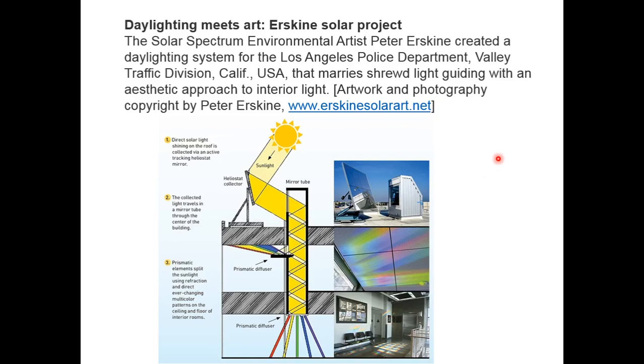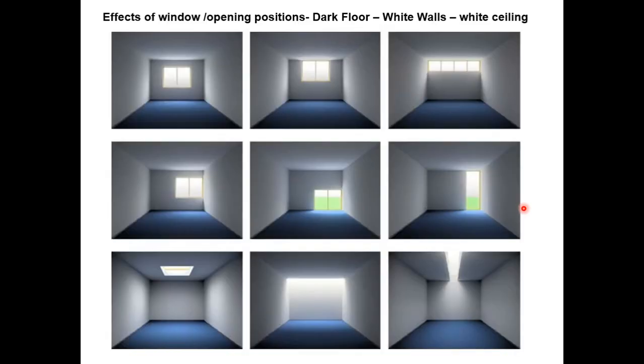Very innovative solutions have been seen by or done by some of the art designers. This is a very small innovative solution done by the Erskine Solar Project. The Solar Spectrum environmental artist has done something like a heliostat collector which collects the light and gives you a prismatic diffusion inside a room. This is a very interesting component or design which can be done according to the function, and can also be executed as per your creative works.